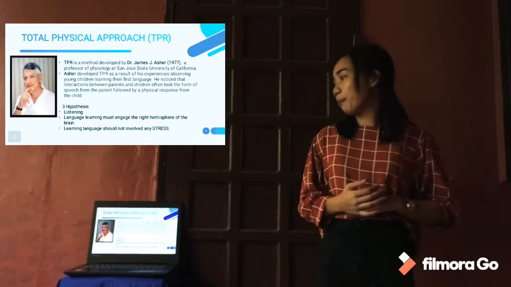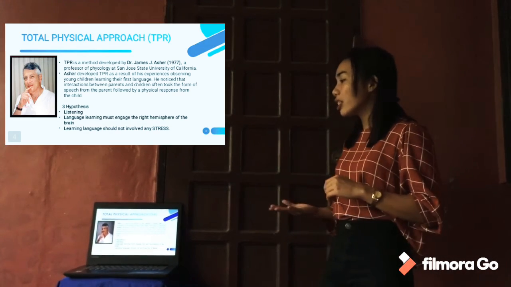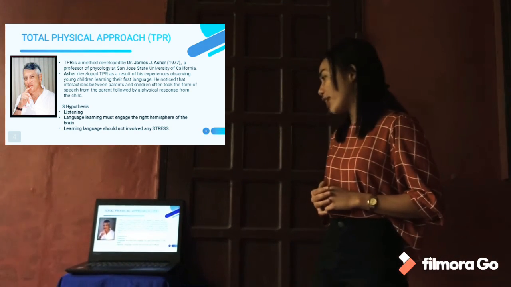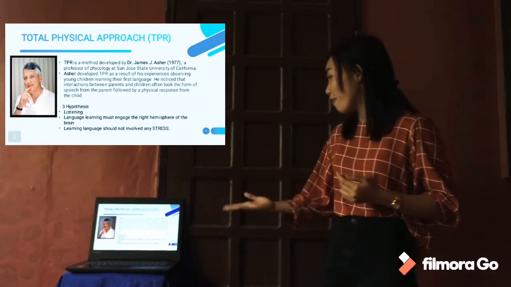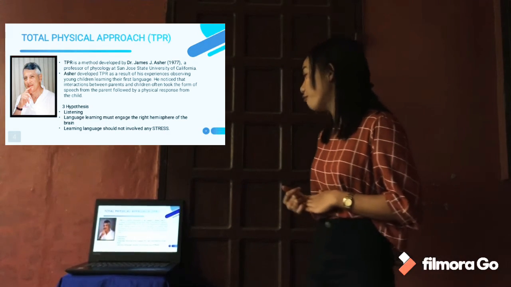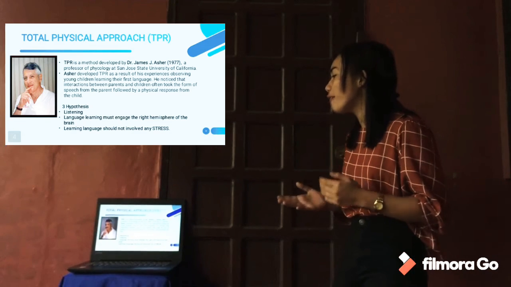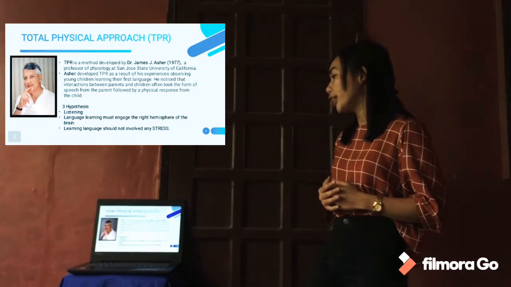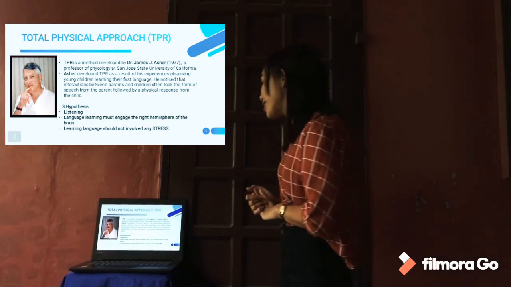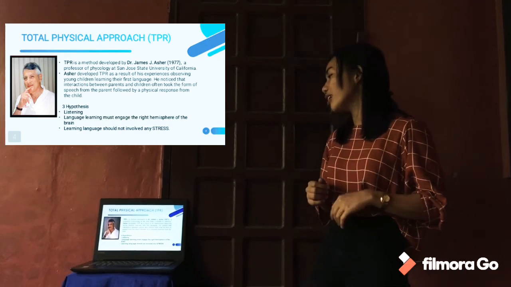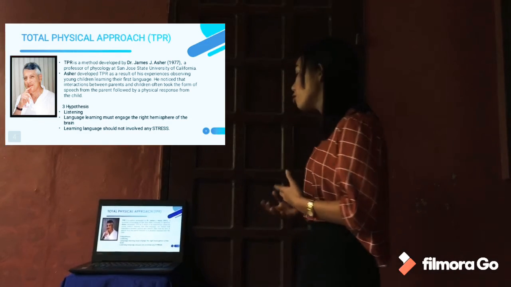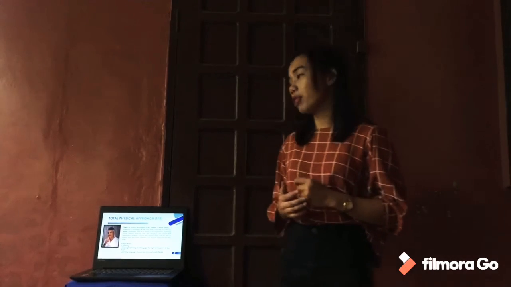The Total Physical Response, or TPR, is a method developed by Dr. James J. Asher in 1977, a professor of psychology at San Jose State University, California. Asher developed TPR as a result of his experiences observing young children learning their first language. He noticed that interactions between parents and children often took the form of speech from the parent followed by a physical response from the child. So Asher developed 3 hypotheses according to his observation.